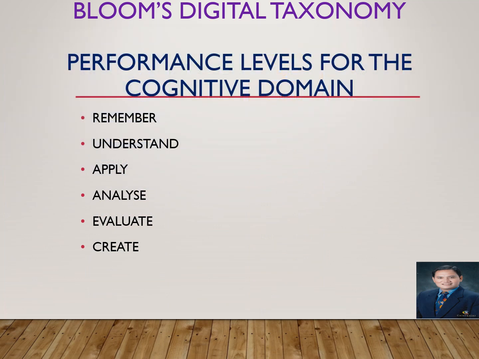Levels for the cognitive domain. So we have remember: the learner is able to recognize or memorize information. Understand: the learner is able to reformulate a concept. Apply: the learner is able to use the information in a new way. Analyze: the learner is able to decompose and define relationships among components. Evaluate: the learner is able to justify a decision according to a criterion or standard. Or create: the learner is able to realize a new program or software or approach.